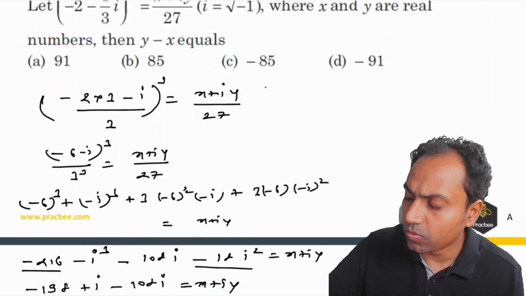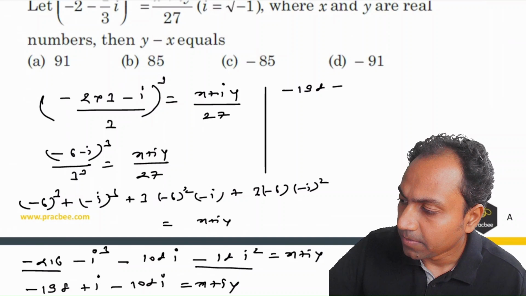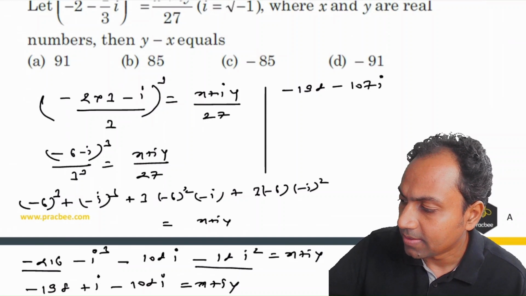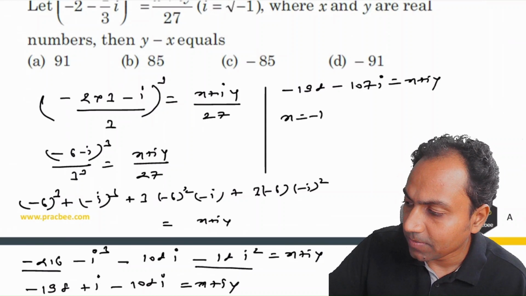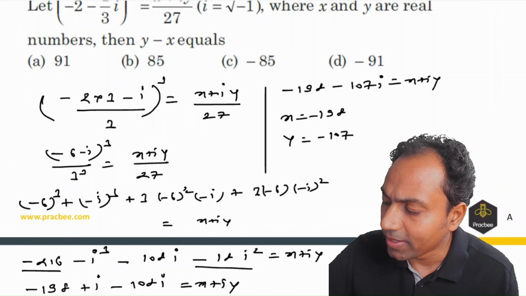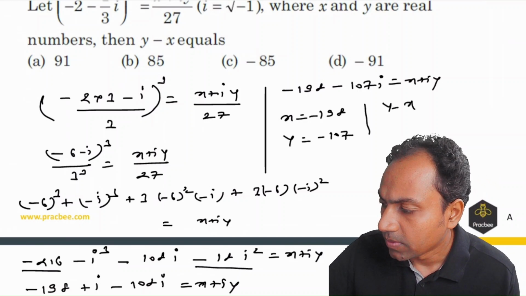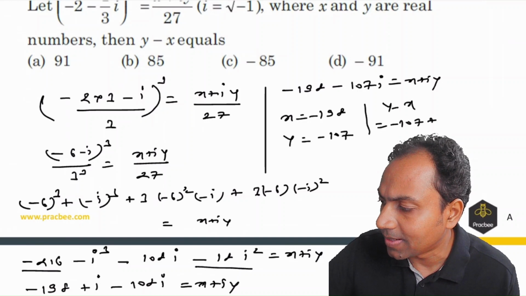And if I do some very basic calculation, now you can see that it becomes minus 198 minus 107i is equal to x plus iy. So your x becomes nothing but minus 198 and y becomes nothing but minus 107. This much we are getting. Now if I subtract y minus x, it is nothing but minus 107 plus 198, that comes out to be 91.